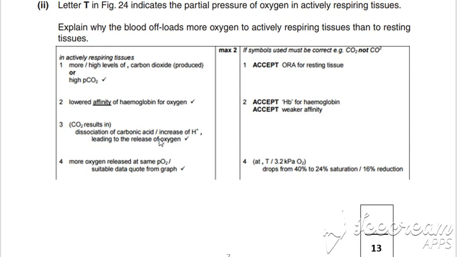So the idea that the carbon dioxide is going to cause an increase of hydrogen ions leading to the release of oxygen, or the dissociation of carbonic acid, which is where the hydrogen ions then cause the hemoglobin and the blood to be more acidic, therefore it will decrease the pH, which means that it's going to release the oxygen, and more oxygen is released at the same partial pressure, and they will accept suitable data from the graph.